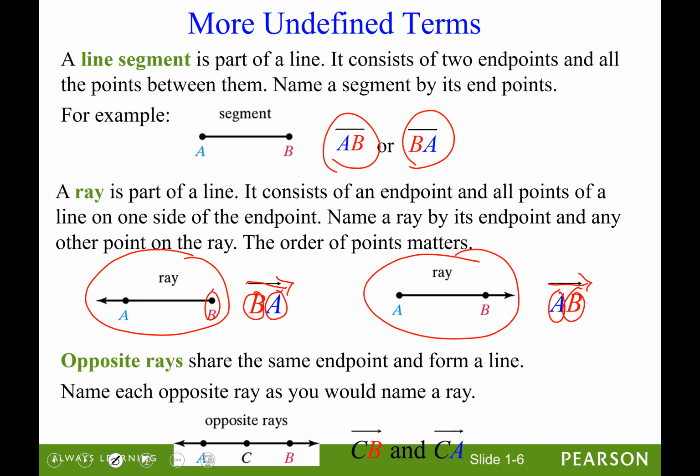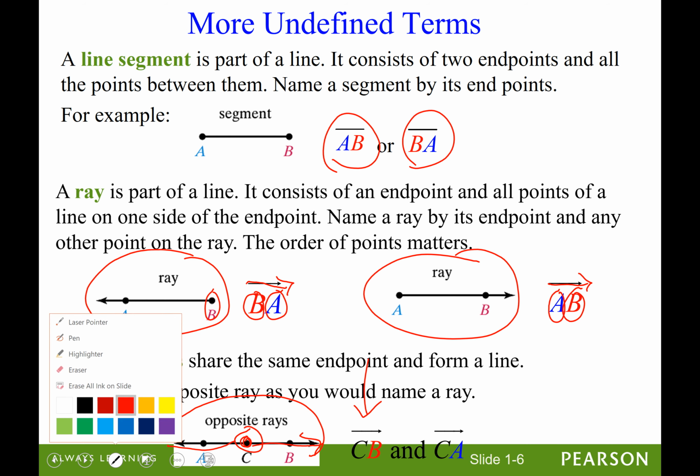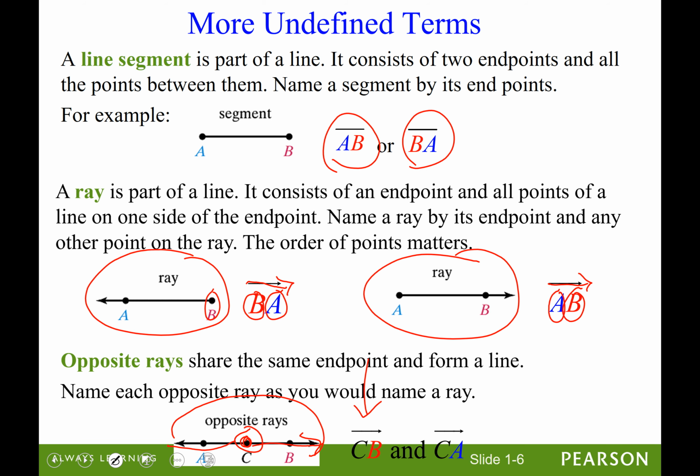Opposite rays share the same endpoint, and they form a line. So name each opposite ray as you would name a normal ray. Okay, so look at this figure here. There is a set of opposite rays here. They have the same endpoint, which is C, and the first ray, I'll go with this way because that's what's listed first, passes through B. And then the opposite ray of that also starts at C, but it goes in the other direction, passing through A. And notice that the combination of those two opposite rays does form a line.